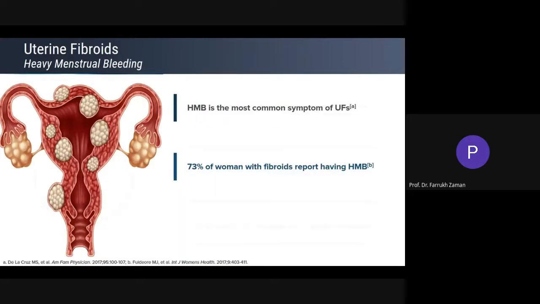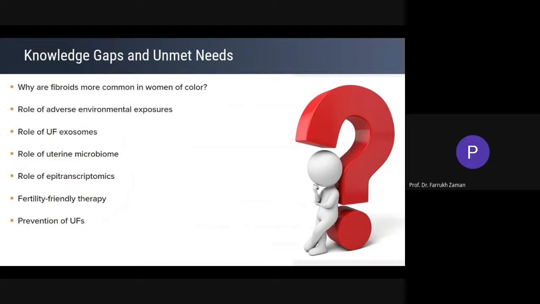We just go on to the important clinical aspect of it. Now, heavy menstrual bleeding, she also said, is the most common symptom of uterine fibroids. And more than 70% of women with fibroids complain of heavy menstrual bleeding. These are various areas which need to be explored and addressed. We don't know very much about these.